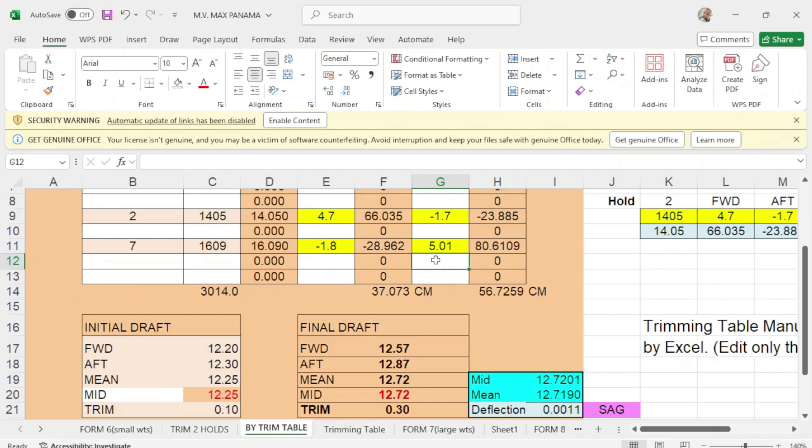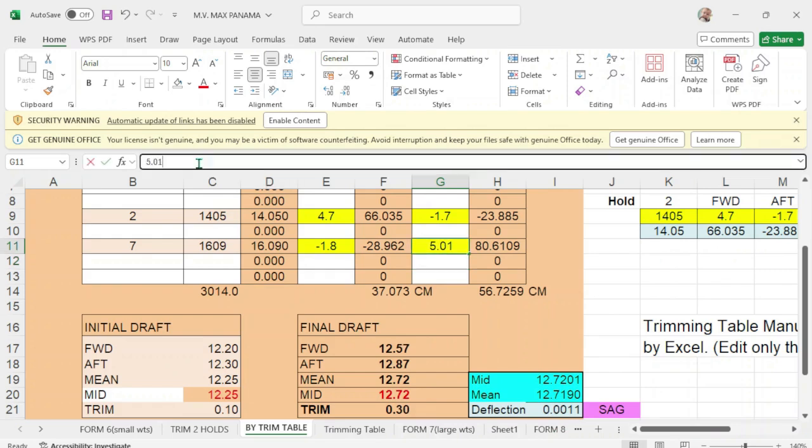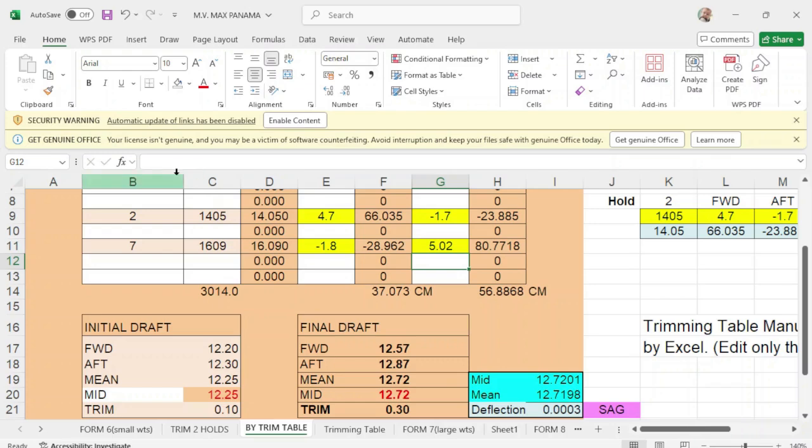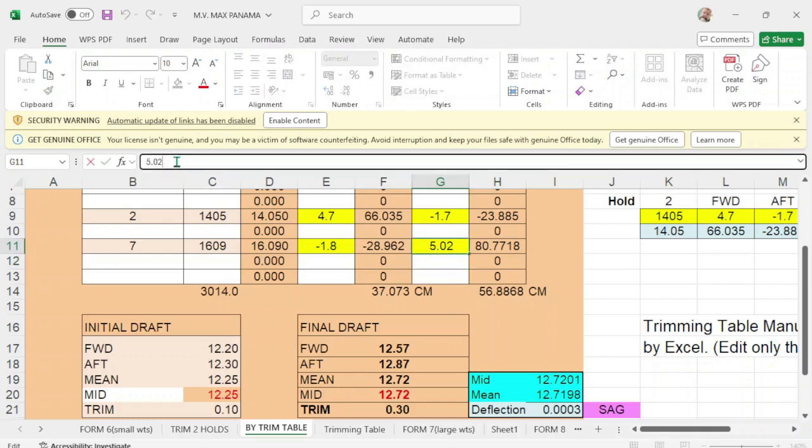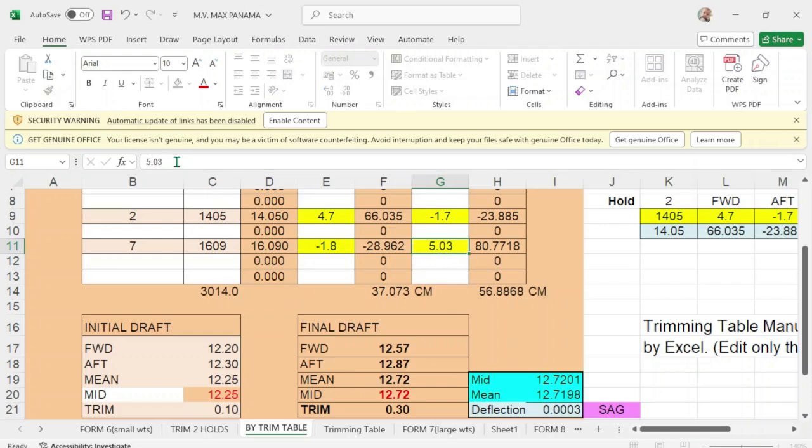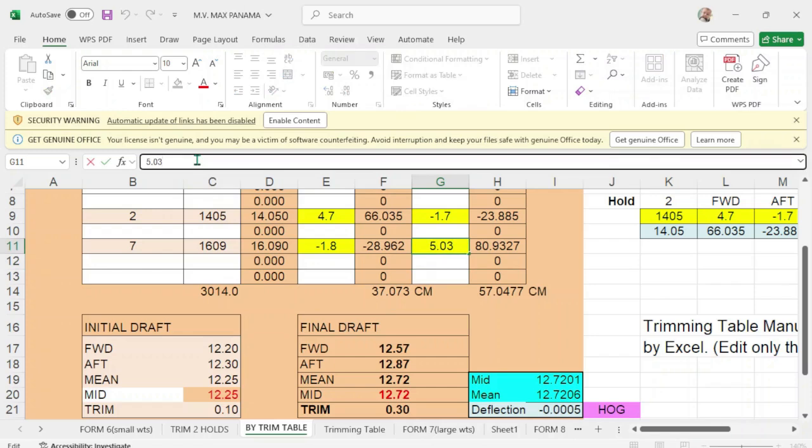Let's say maximize this one, make it 0.2. What happens? Take note, guys, that your deflection now is 0.0, almost 0.0, and you still have the same figures. Let's say make it 0.3. What happens? 0.3 goes to negative, so I'll just put it to 0.2.